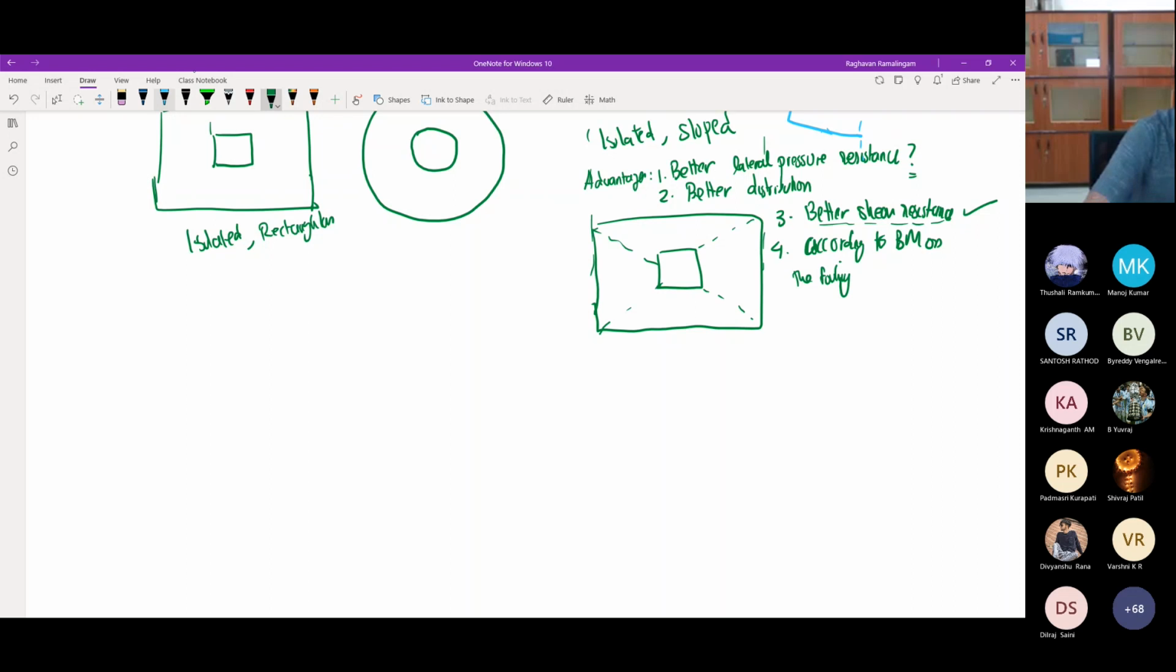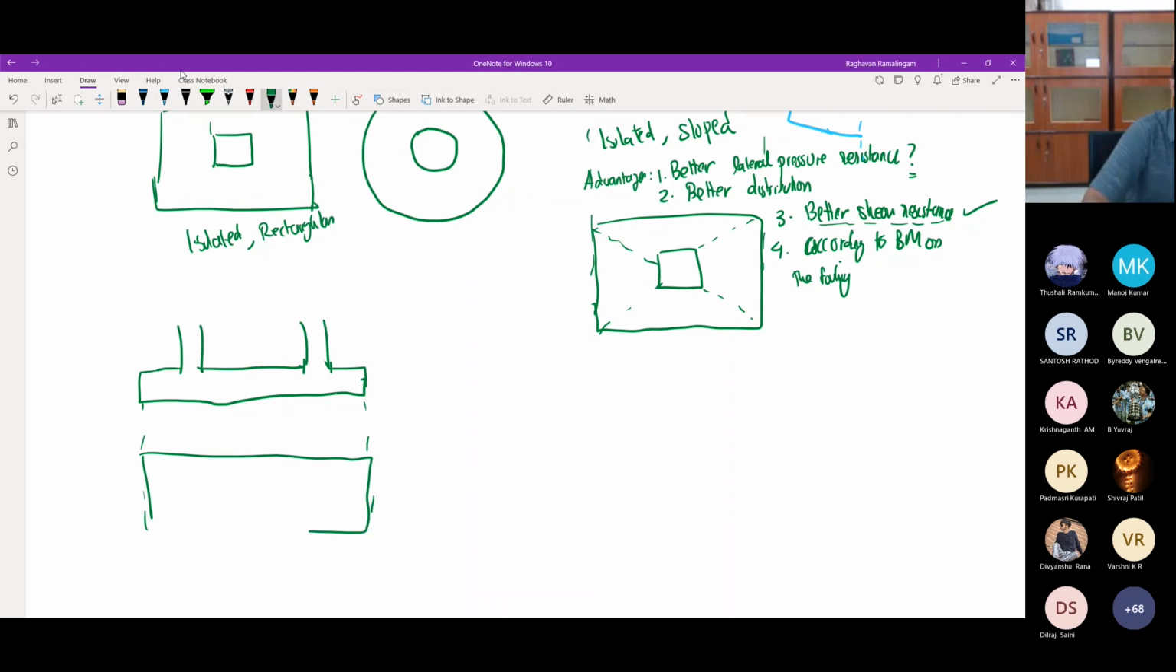And then the next thing is I go to another type of footing which is like this. I have two footings or more than two, and I give something like this. What type of footing is this called? It's a combined footing.